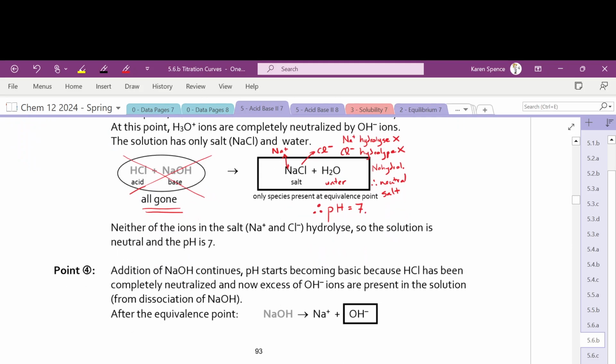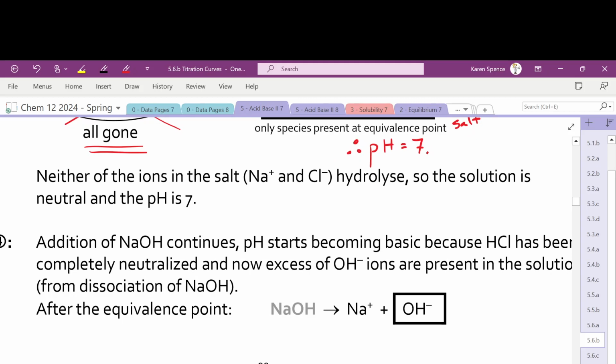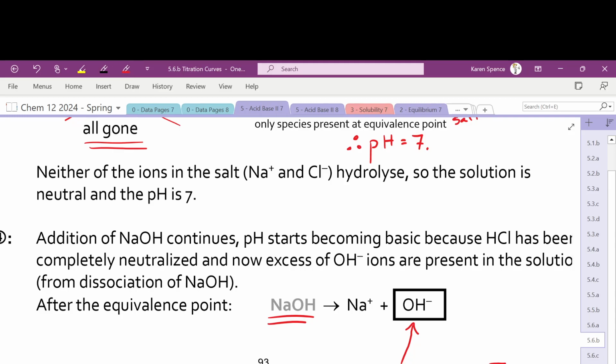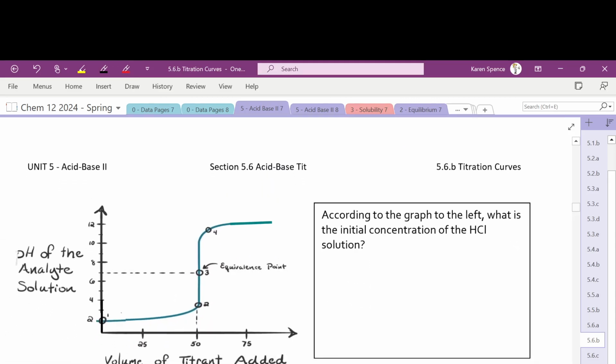As the NaOH continues to drip in after the equivalence point, it starts to become basic because we have NaOH, which dissociates and gives us OH-. So we have excess OH- because all of the HCl is gone already. We good with that? All right, moving right along.